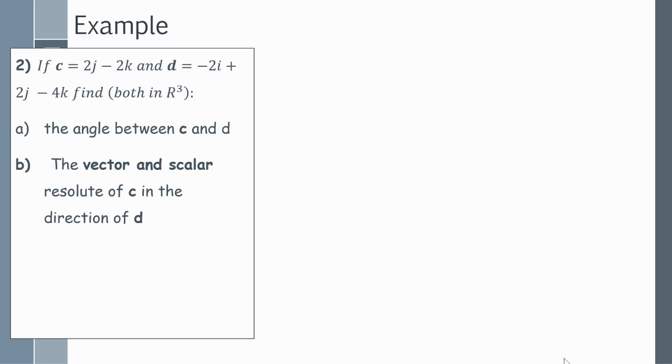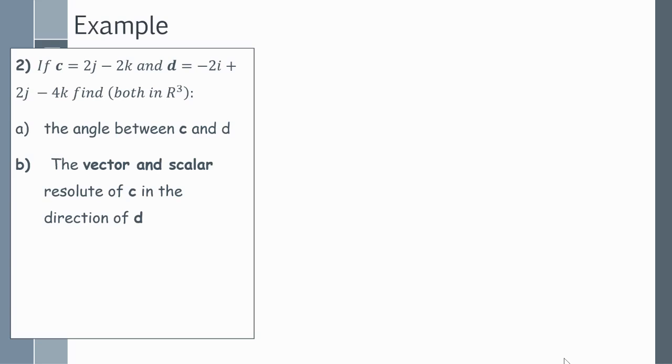Here is an example. We have vector C, it is equal to 2j minus 2k. We also have vector D, which is equal to minus 2i plus 2j minus 4k. Both of these are in R3, so this just means we're in 3-dimensional space, and that makes sense because our vectors have k components here. We're going to find the angle between C and D, and we're going to find the vector and scalar resolute of C in the direction of D.